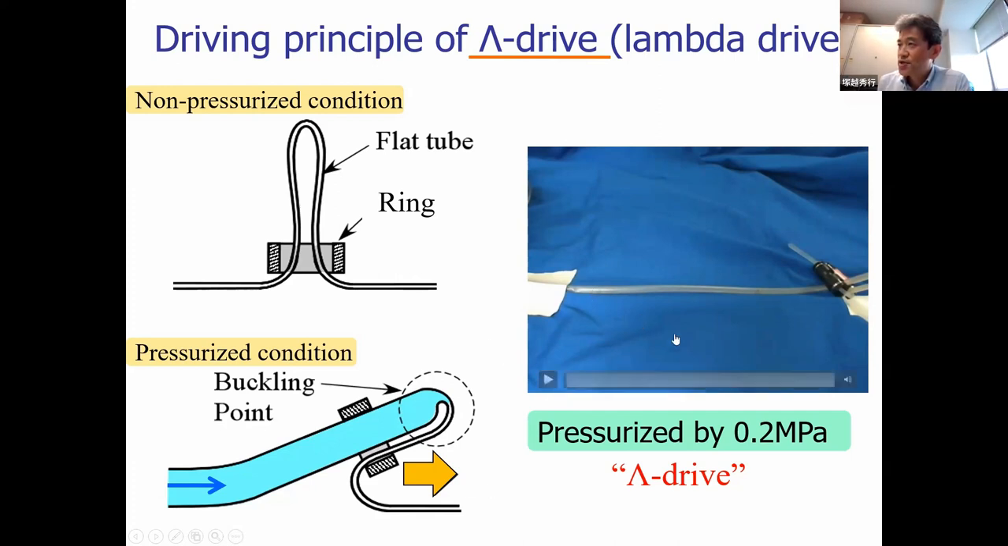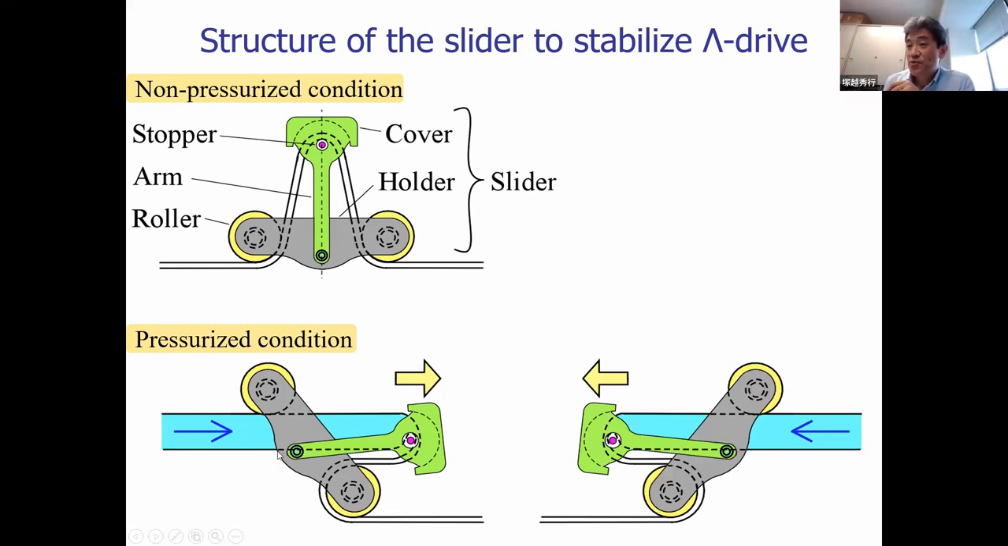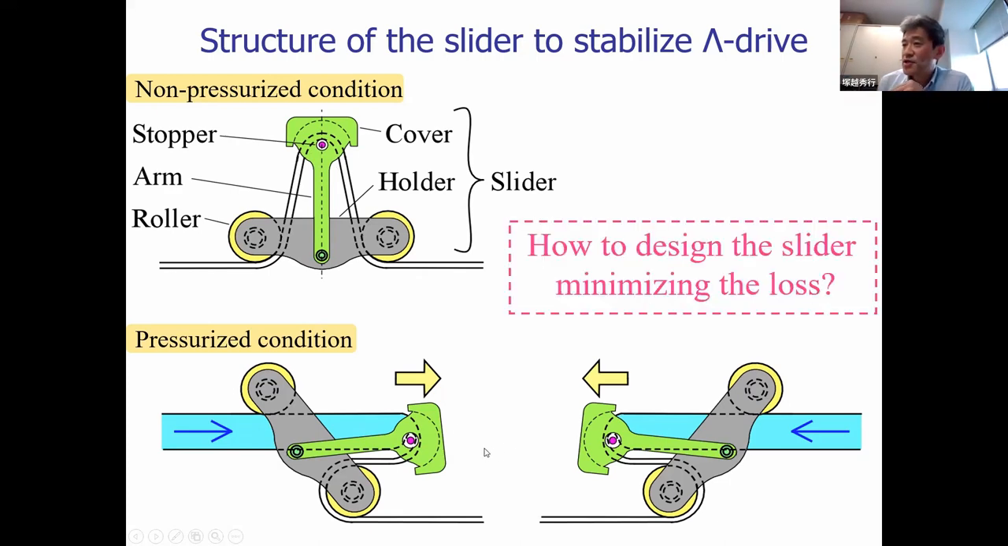But just using this structure does not maintain a stable condition, because of the friction between the ring and the tube, it tends to be lost. So the ring is replaced with a slider composed of free rollers and a cover. This cover itself helps prevent the tube from slipping out, and it is set to be passively swung. If one side is pressurized, the stopper is tilted automatically, and then it is expected to move.